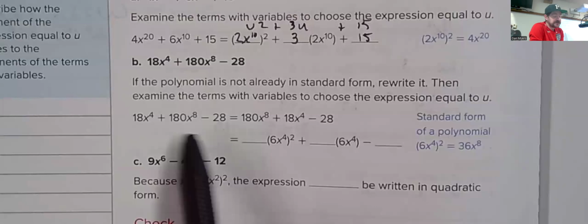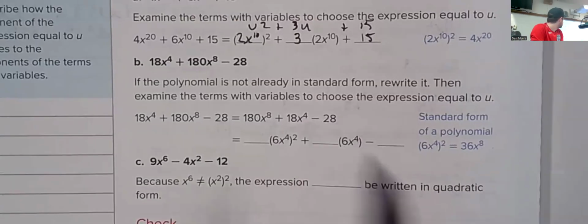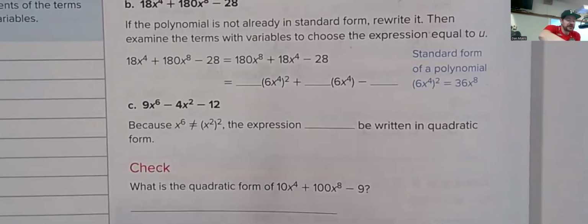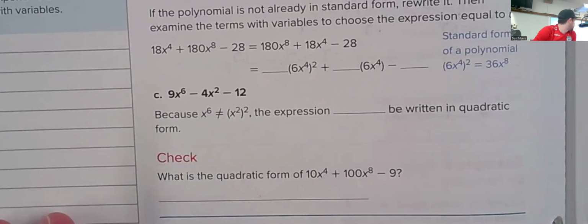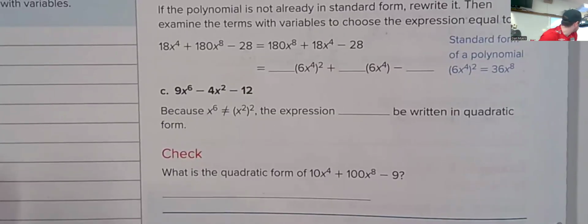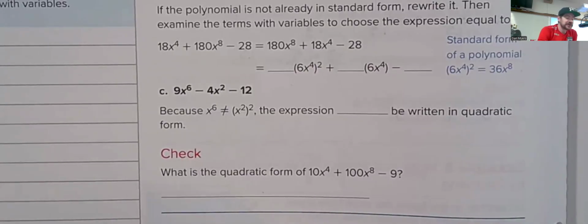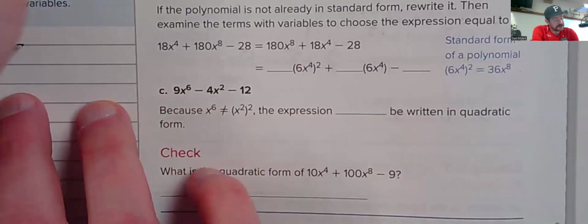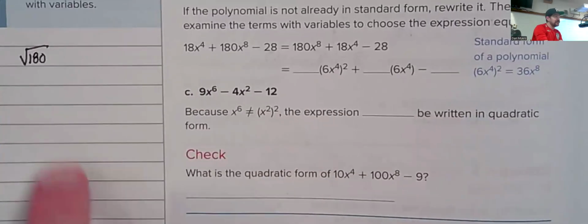So we got 180, sorry, x to the 8th power plus 18x to the 4th minus 28. Now, this is where it gets a little bit more challenging, because 180 is not a perfect square, is it? No, all right. However, it appears that there is a perfect square factor. And this is where we start having to think about this number here, 180, sort of like the square root of 180. Because you're trying to figure out, is there a perfect square factor of that number?